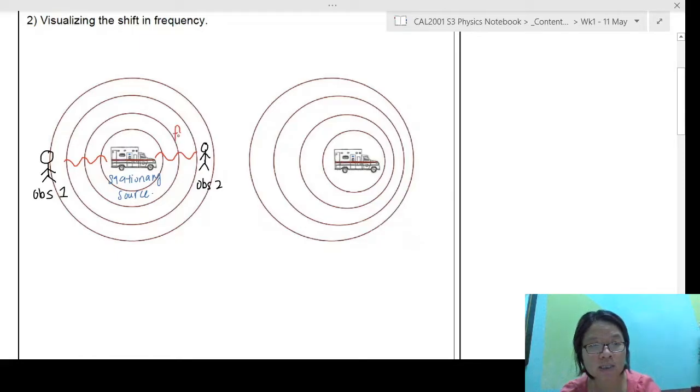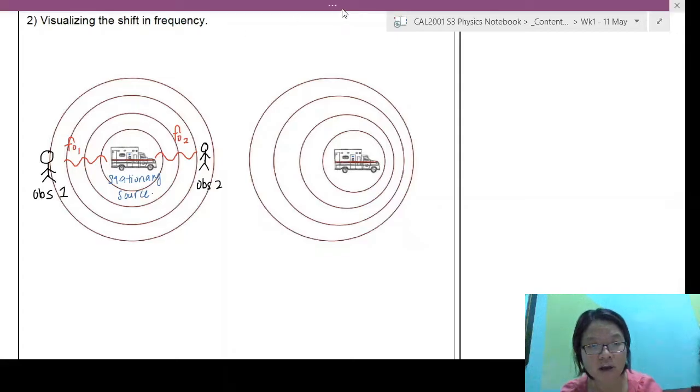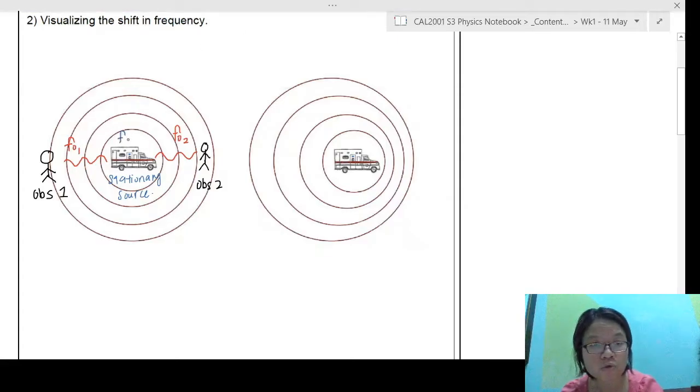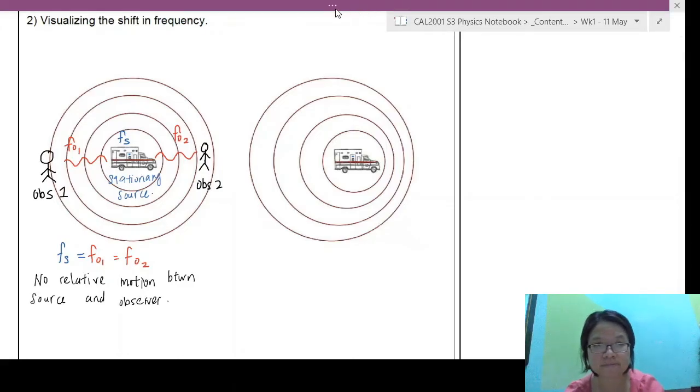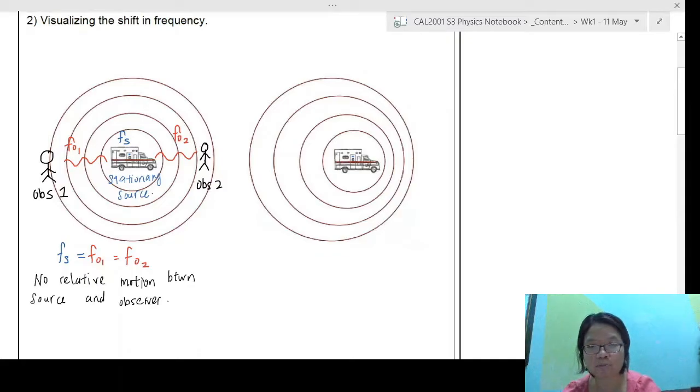Okay, so you can see the wavefront doesn't change. So the frequency observed by observer 1, fO1, and observer 2, fO2, and the source frequency fs should stay the same. So I'll write that down. fs is equal to fO1 and is equal to fO2. And this is due to the fact that there is no relative motion between the source and the observer. Okay, they're just standing by the road. The ambulance is just parked there.